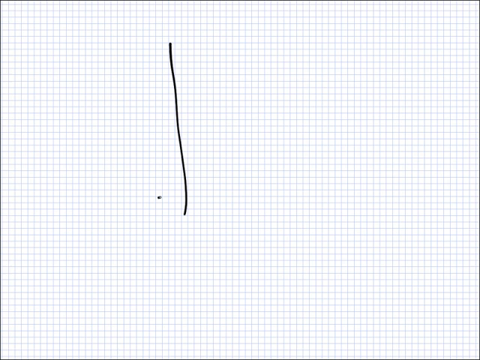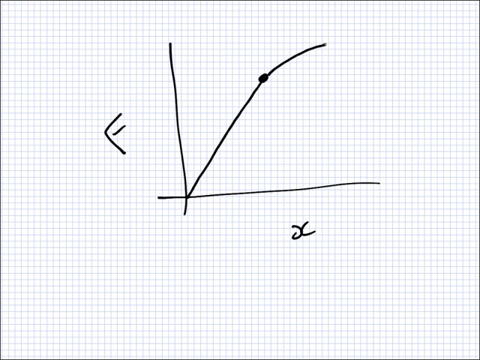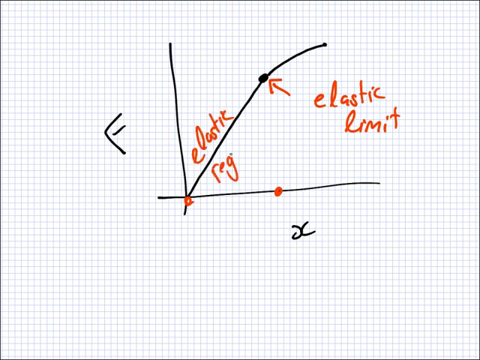So what happens in real life, you have x and you have F. You get a straight line, but then at some point it stops and it starts to curve. So now it's no longer as much force, not as stretchy. This point here is called the elastic limit. And this part of the graph, from here to here, is called the elastic region. It means it's elastic. Elastic means stretchy, like this.